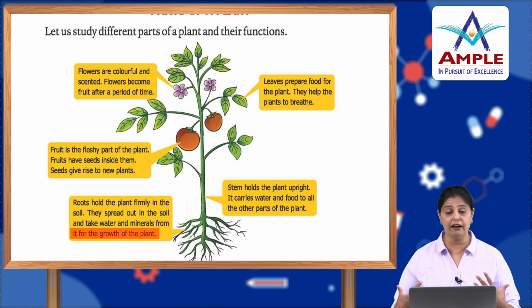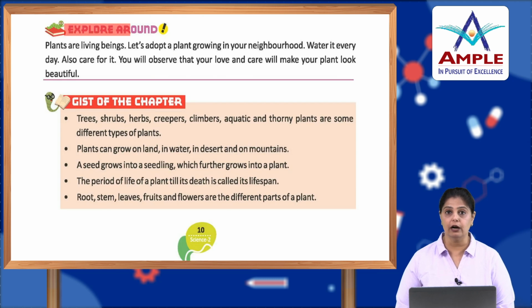So, all these different parts of the plant are very important overall. Just like we have different body parts which help us to function well, in a similar manner even the plants have the same thing. Now explore around. Plants are living beings. Let's adopt a plant growing in your neighborhood. Water it every day, also care for it. You will observe that your love and care will make your plant look beautiful.